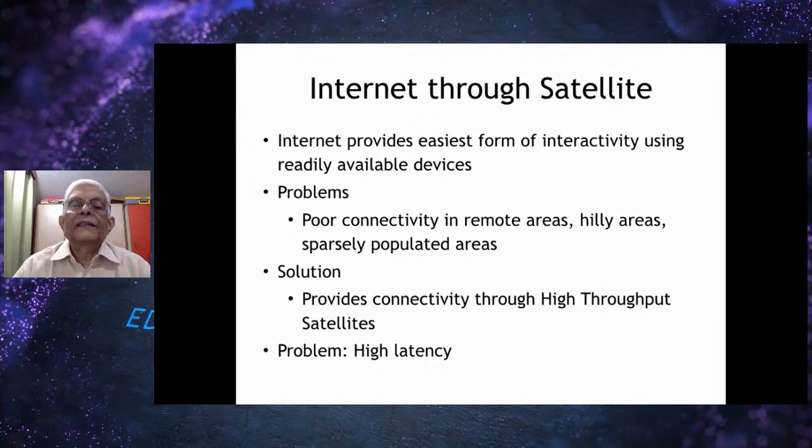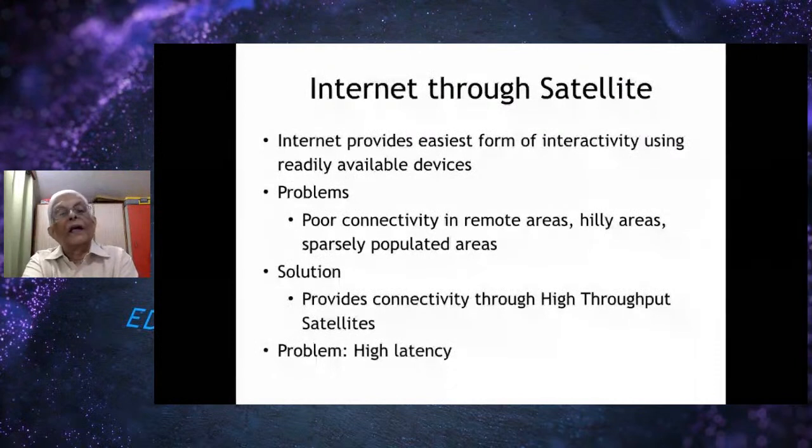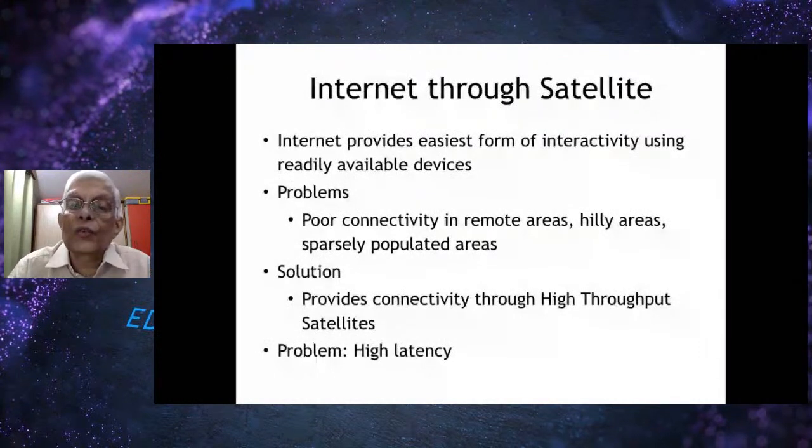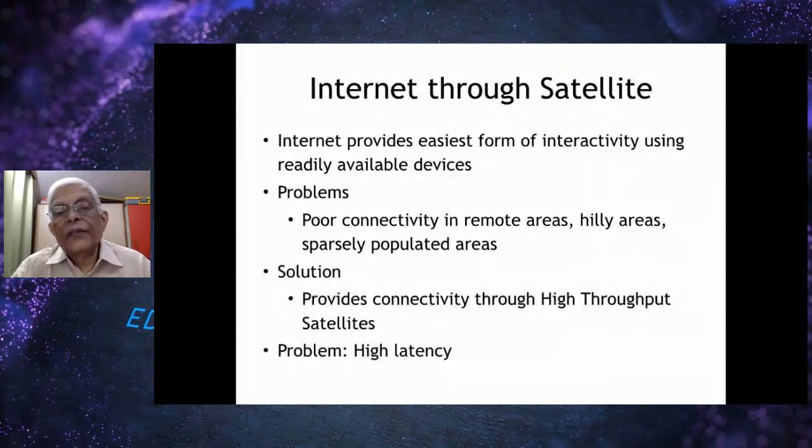But the problem is that the connectivity of the internet in our countries, particularly in Asia, Southeast Asia, and also in countries like the northern part of Canada or the eastern part of Russia, which are very sparsely populated, you do have problems of getting internet into those areas, and you have no choice except to go for satellites. So that's where the high throughput satellite comes in.